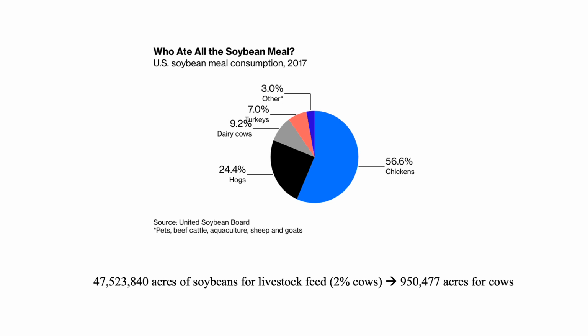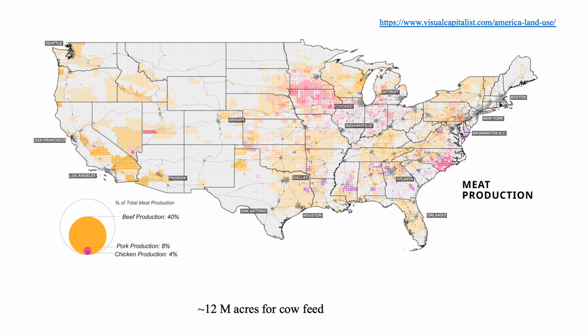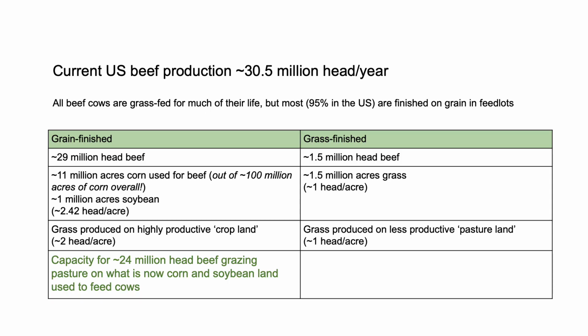So about 47 million acres of soybeans for livestock feed, about 1 million acres for cows. So if we add all that up, what we're looking at is in the US, about 12 million acres of land are used for cow feed, so for beef production. Another way of thinking about that is that about 40% of our agricultural land is used for beef production.